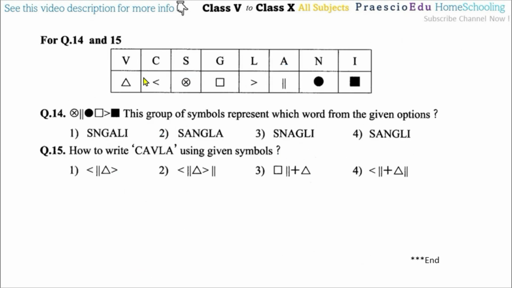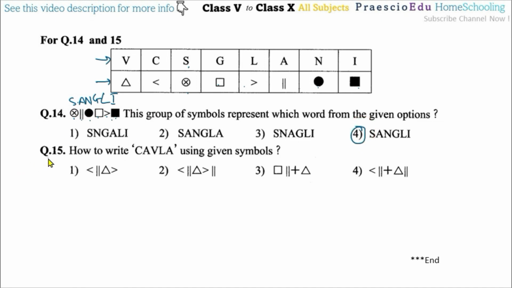Then questions number 14 and 15, where alphabets and symbols are given. Question number 14: this group of symbols represents which word from the given options? These symbols mean S. Then this symbol is A, this solid circle means N, this square means G, this greater than means L, and the solid square is I. So Sangli. Sangli means option number 4 is the correct one.